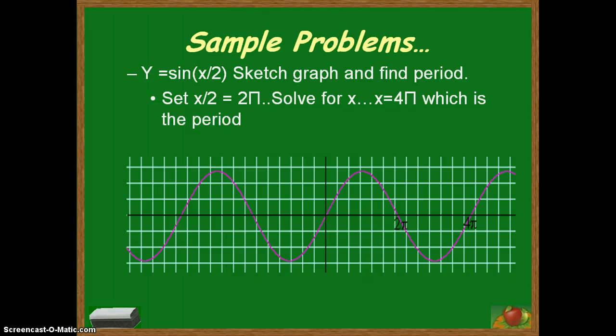So if x is 4 pi, the curve is essentially stretched out. In other words, it takes a longer time for sine to achieve all the values in its range. If it was sine of 2x, the curve would be scrunched together and it would achieve all the values in half the period. So the period would just be pi for the sine of 2x.